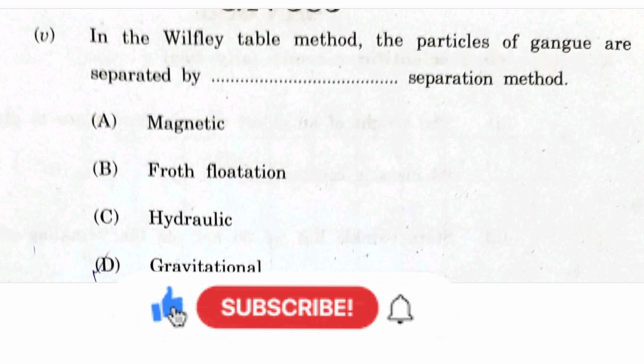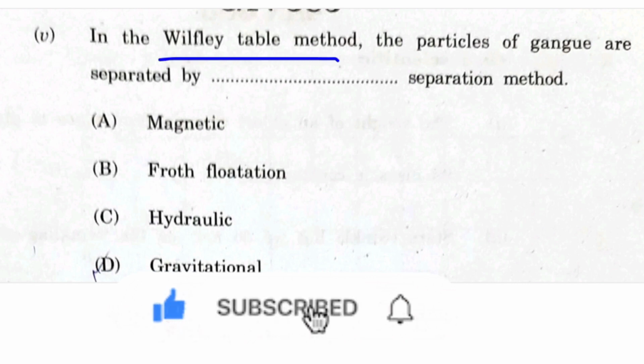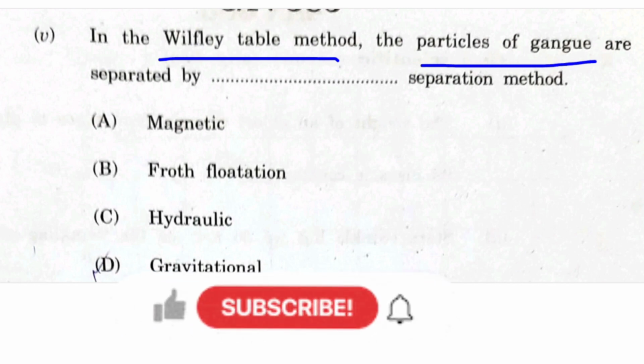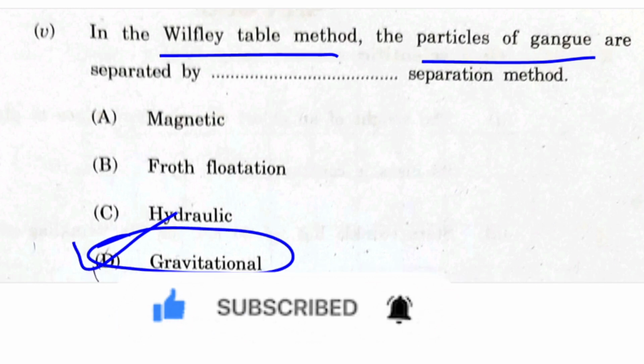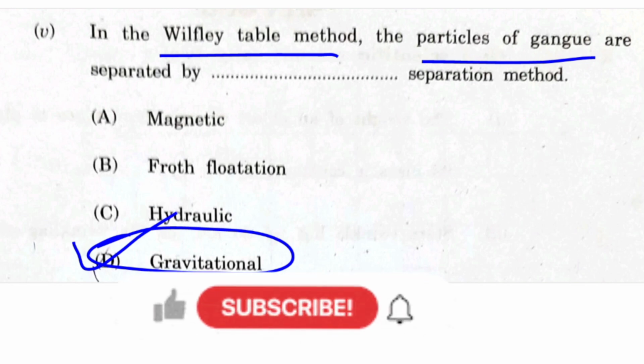Next, in the Wilfley table method, this is one method which is used for the purification or extraction of metal. This question is related to the metallurgy chapter of chemistry. The particles of the gangue are separated. What is gangue? It is impurities. The impurities are separated by the gravitational separation method. So the answer should be the gravitational separation method. Okay, so that is the correct answer. In this way, we have covered the MCQs of 2020.